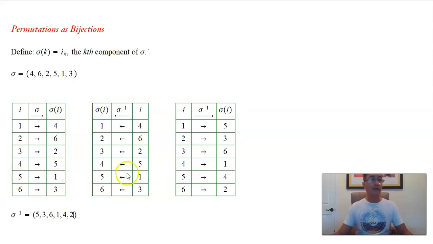1 came from 5, so 1 goes to 5. 6 came from 2, so 6 goes to 2. And so on. You can even go from top to bottom. 4 came from 1, so you look at 4 over here, send it to 1. Eventually, all of this is going to be filled.